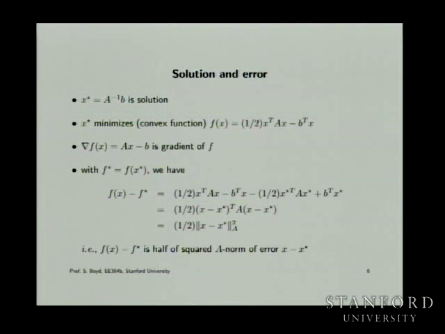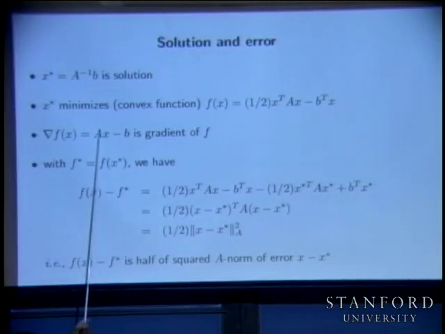Well, the solution, we'll call it x star. That's A inverse b. And because A is positive definite, there's a very useful thing when you're solving Ax equals b where A is positive definite. A very good way to think of it is this: you are actually minimizing a convex quadratic function.